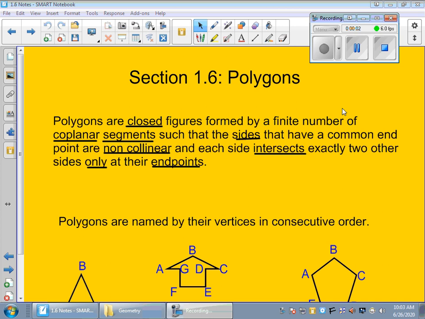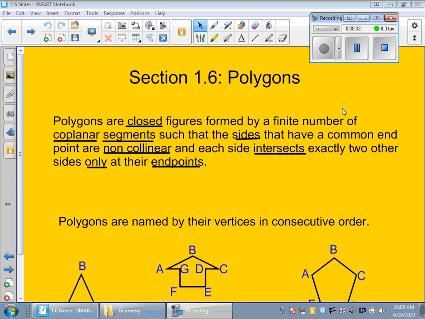Today's section is 1.6, polygons, and we start off with a really long, probably a run-on sentence for those English people, but let's go through a lot of vocab terms that are underlined here. Polygons are closed figures formed by a finite, meaning a set number, of coplanar segments that are on the same plane, such that the sides that have a common endpoint are non-collinear, not straight lines, and each side intersects exactly two other sides only at their endpoints.